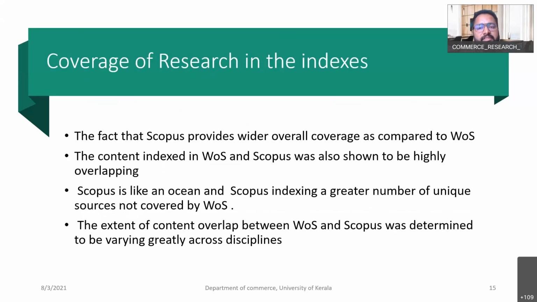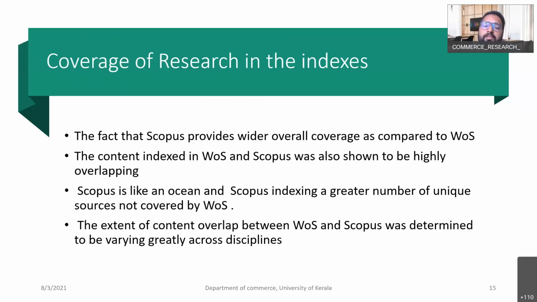So, coverage of research in these indices: Scopus provides wider overall coverage as compared to WOS, Web of Science. The content indexed in WOS and Scopus was also shown to be highly overlapping. Scopus is like an ocean, indexing a greater number of unique sources not covered by WOS. The extent of content overlap between WOS and Scopus was determined to vary greatly across disciplines. And you should also be careful: if your university subscribes to both platforms, it is unnecessary. One of the platforms would be good, either Scopus or Web of Science.